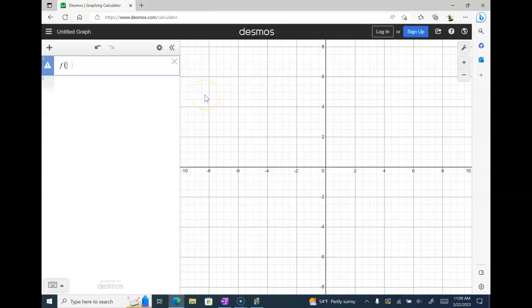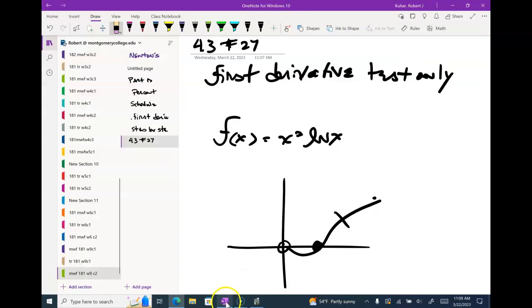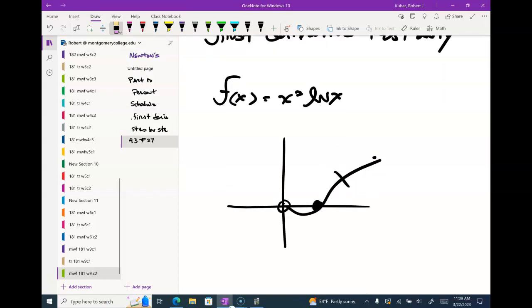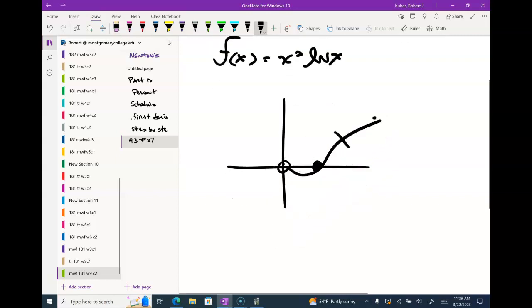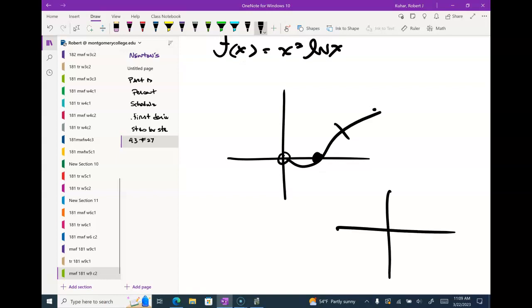f of x equals x squared times the ln of x. That's close. Just put a little extra curve in here that I didn't need. Come on, erase. All right, how about cross out? Can I cross you out? There we go. Okay, crossed out. Nice. So I got my graph, right?